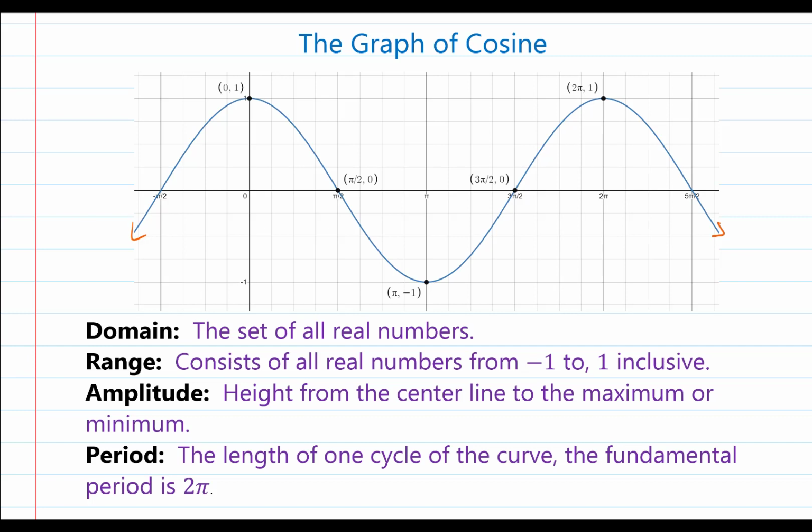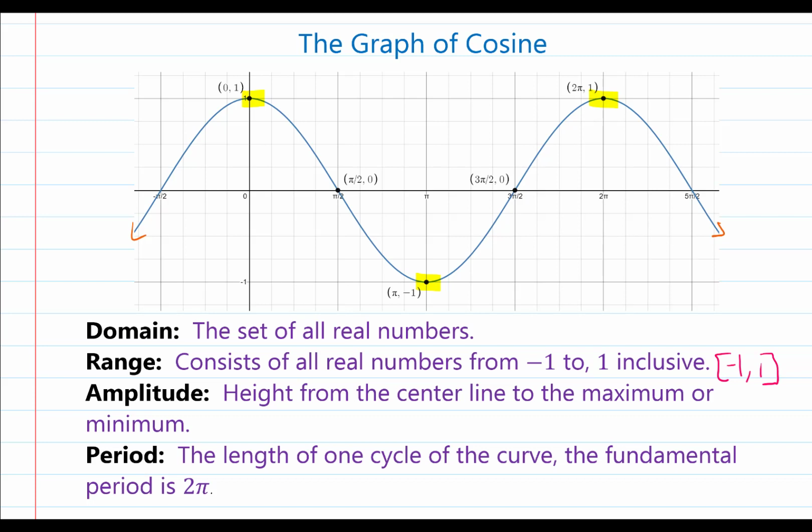Looking at the range, it consists of all real numbers from -1 to 1 inclusive. So what we see here is that this curve has a maximum of +1 and a minimum of -1. And it will continue in that pattern, so it's going to have infinite maximum and infinite minimum values throughout the course of this curve. So as a result, the range is from -1 to 1. We can write that in interval notation as bracket -1, comma 1, bracket.